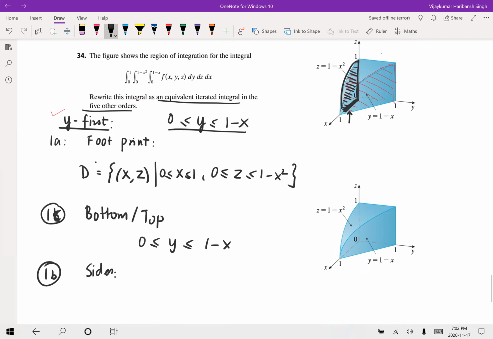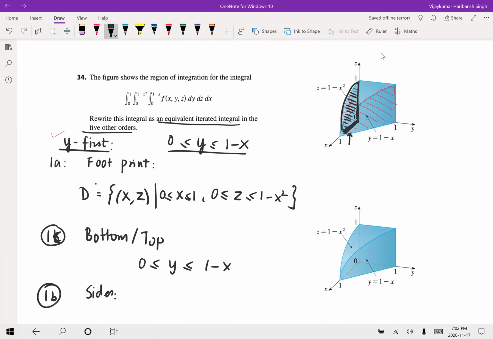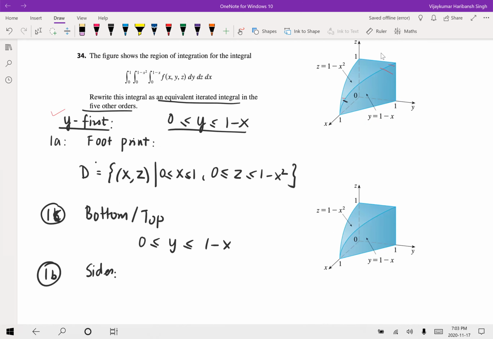For the sides, ignore the top and bottom curve. So what are the sides? Let's look at the sides here. So these are the sides, right?